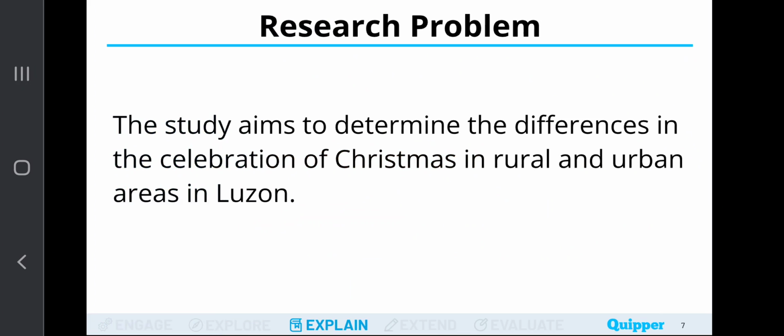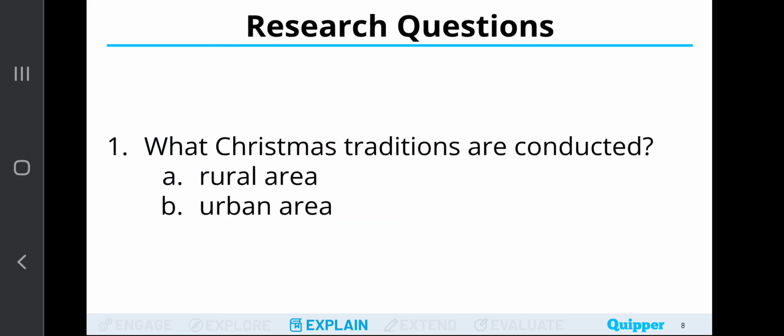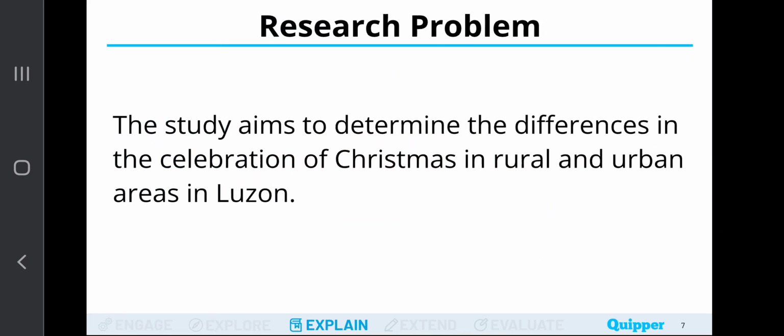Now, the study aims to determine the differences in the celebration of Christmas in rural and urban areas in Luzon. That is the research problem. If we are going to identify now the research questions, we do it this way. What Christmas traditions are conducted? A, rural area. B, urban area. So there is now a specific inquiry that needs to be answered during the conduct of the research study that is still connected to the research problem.